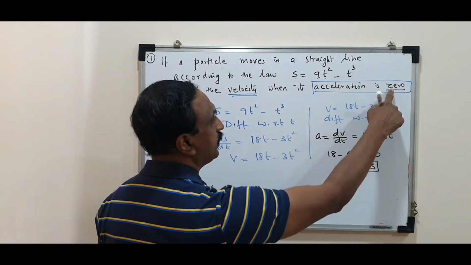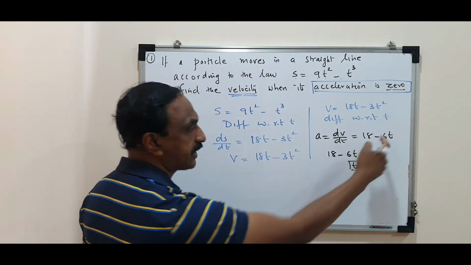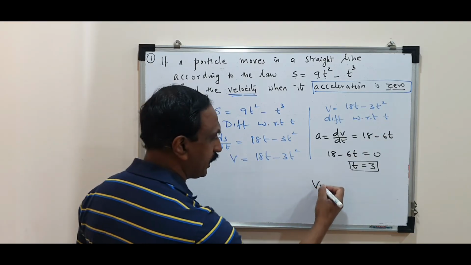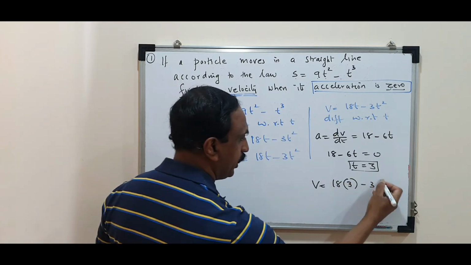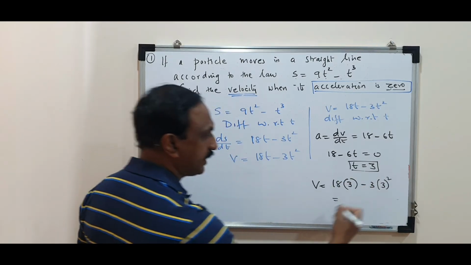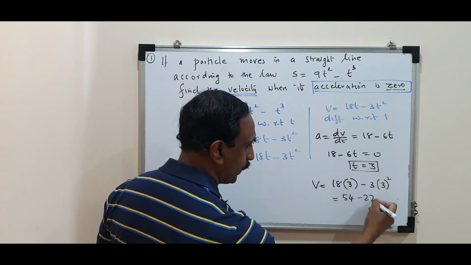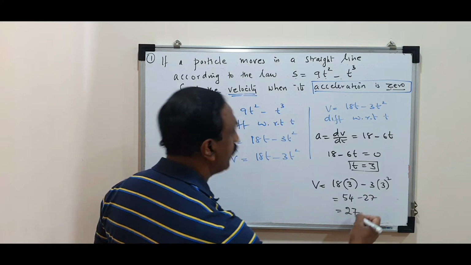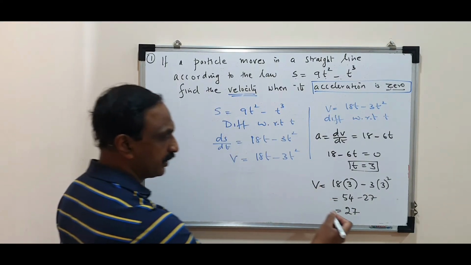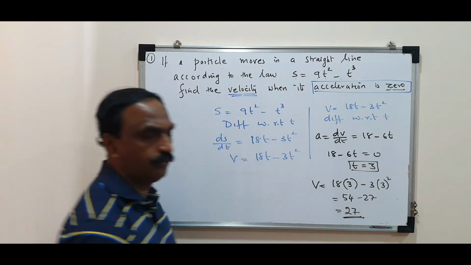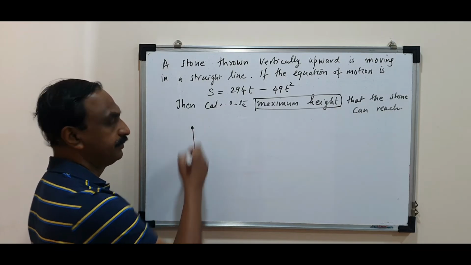We are asked to find how much the velocity is when the acceleration is 0. So when time is 3, acceleration is 0. At that time, velocity is 18 into 3 minus 3 into 3 square. That is, 18 into 3 gives you 54, and 9 into 3 gives you 27. So it is 27. Have they given us any unit? They have not given any unit, so I am also writing without a unit. So velocity is 27.